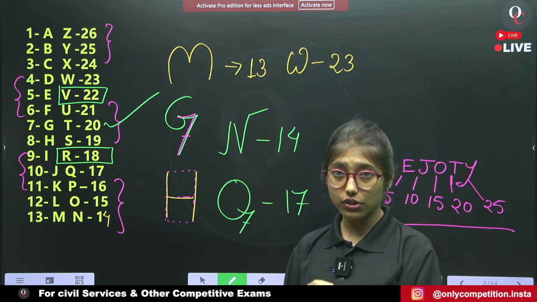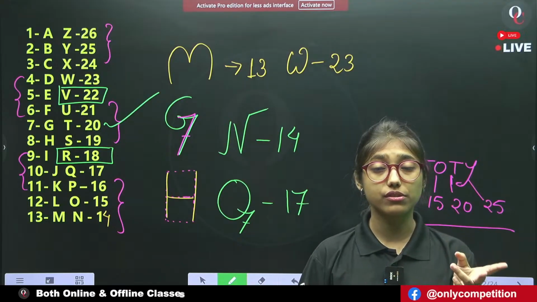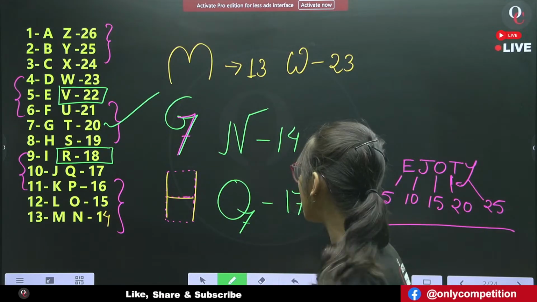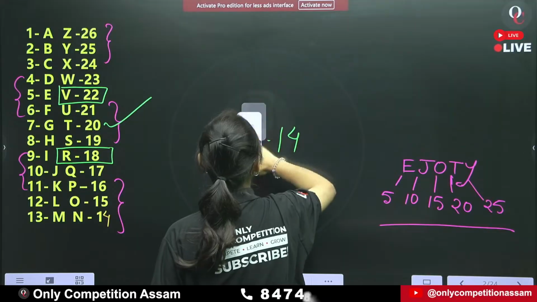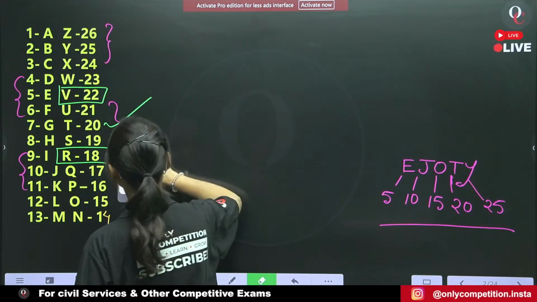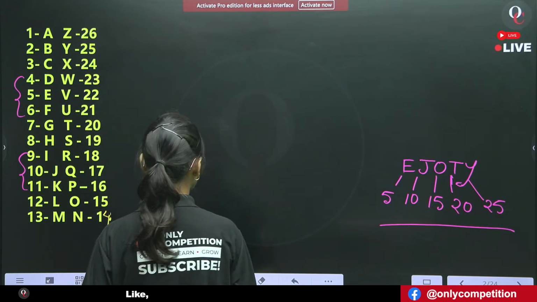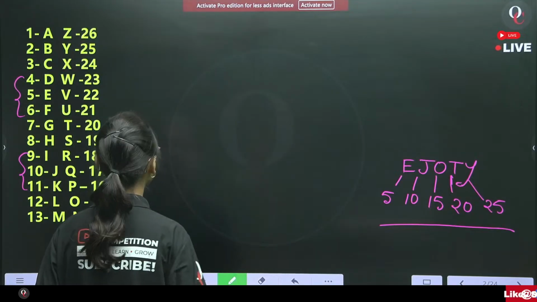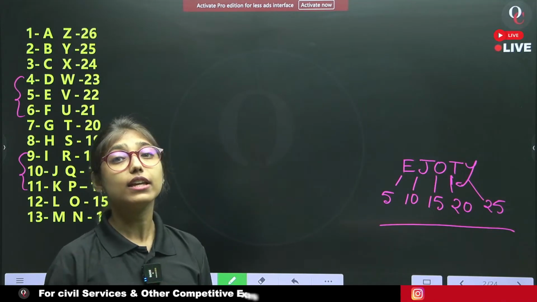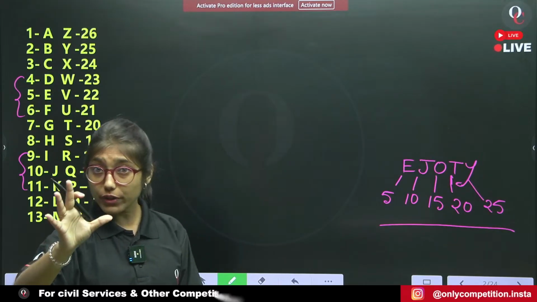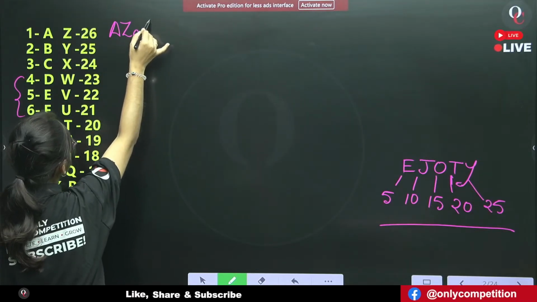Now, with this position value come 13 pairs of opposite letters. For example, let's start from the first pair, that is A and Z. For memorizing A and Z, which word do we use? Azad. We use Azad. The capital letters indicate the opposite letters.